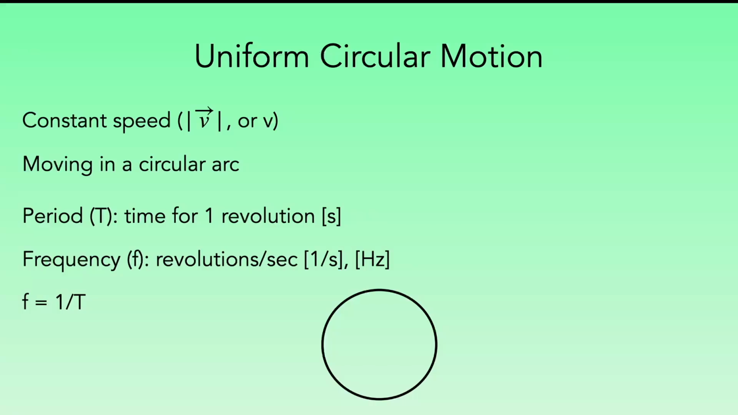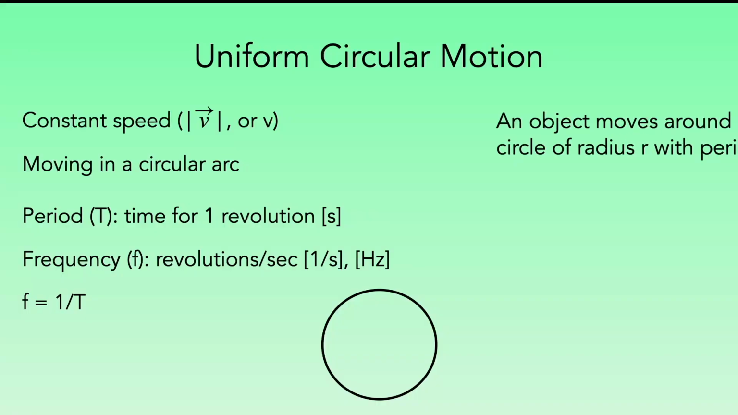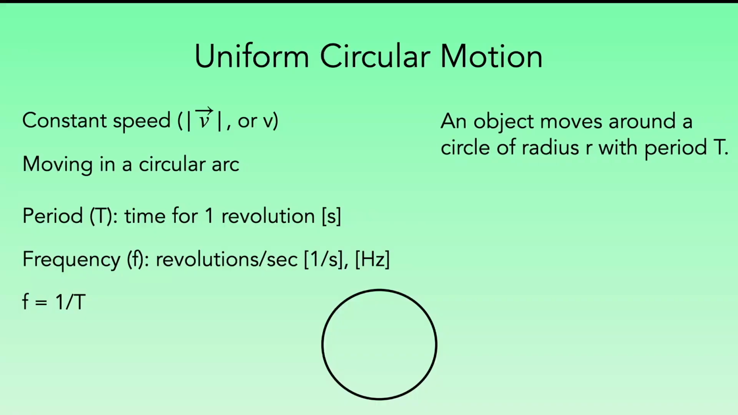Frequency is just the inverse of the period. Period is the time for one revolution. Frequency is the number of revolutions per second. So in this case, if we have an object moving around a circle of radius r with period T, find the speed, find the magnitude of the velocity, and pause if you need to do that.